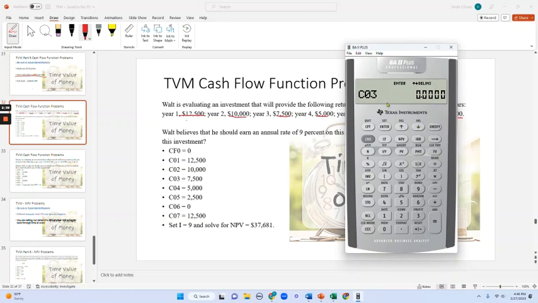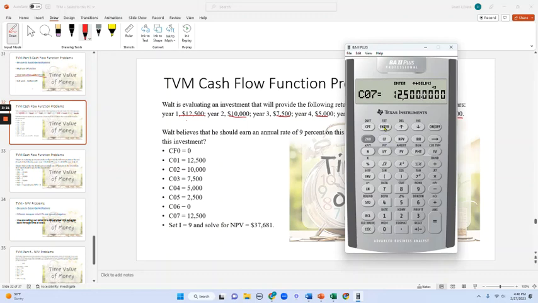And then I will go down to the third cash flow, which is $7,500, and I enter that with a frequency of 1. The fourth cash flow is going to be $5,000, and that will also have a frequency of 1. The fifth cash flow will be $2,500. Enter that. That also has a frequency of 1. And I go down, and actually to get to 7, I have to enter 6 as a 0. So I'm going to enter that with a frequency of 1, and then cash flow 7 will be $12,500.